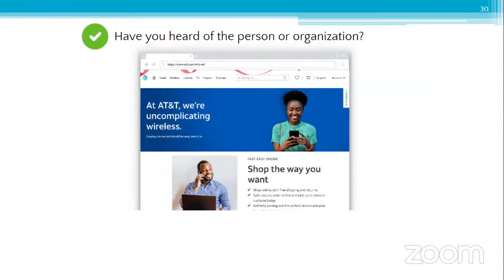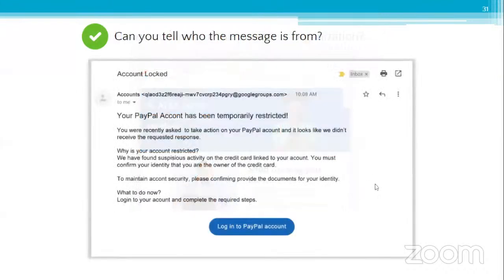Now here we look at the example of, have you heard of the person or organization? Like maybe you can see those two people, they are actually communicating. Maybe at the AT and the T.